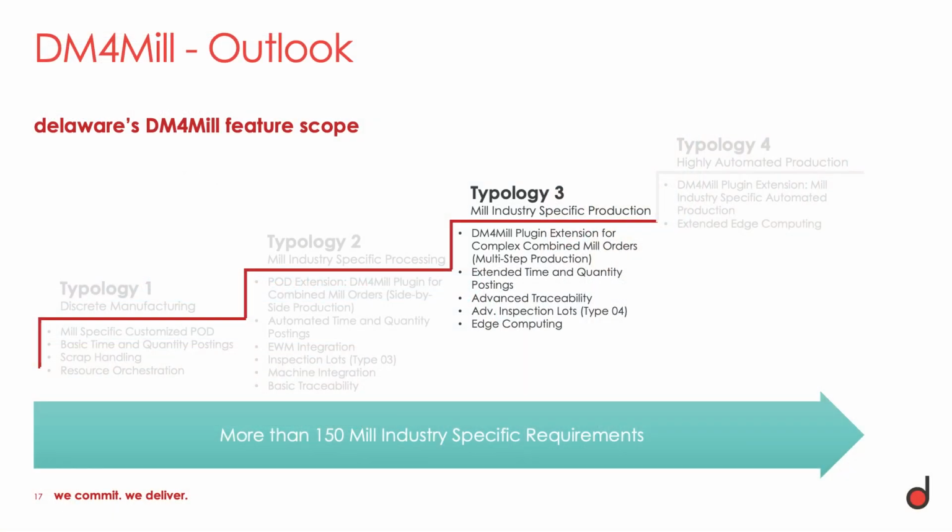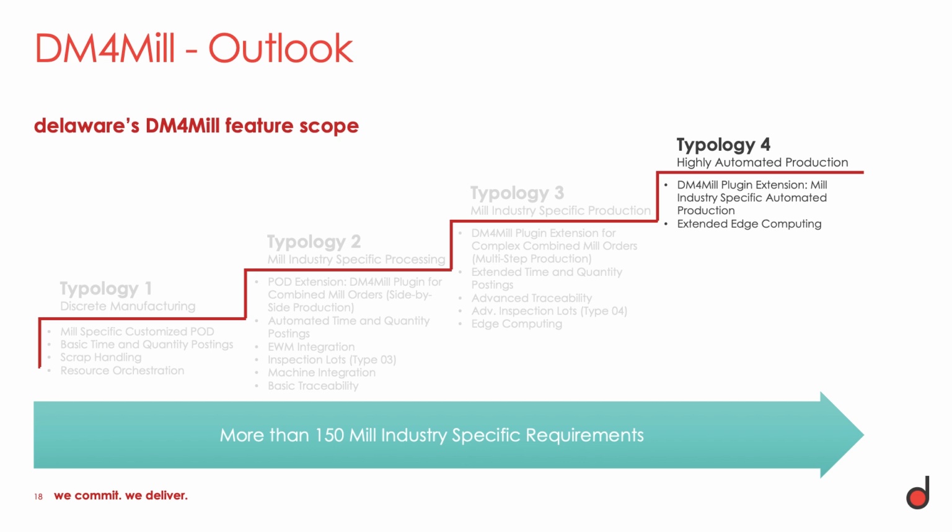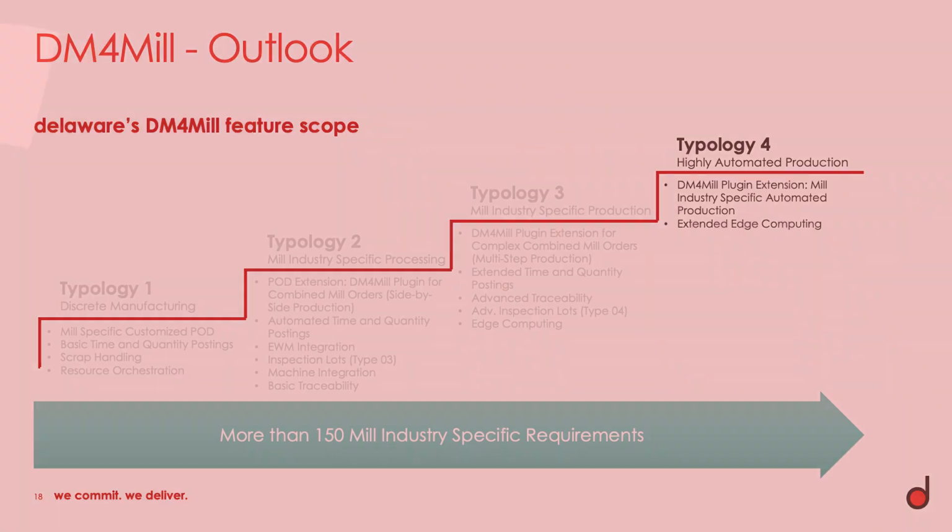We have upcoming features in the future, covered in typology 3 and 4. In typology 3, we are covering the multi-step production. As compared to typology 2, we have covered the side-by-side production. We are still focusing on edge computing in the upcoming months. Furthermore, we will highly automate the production in typology 4.